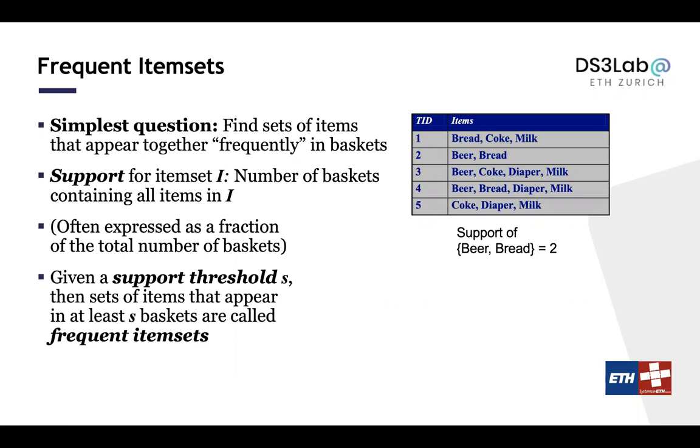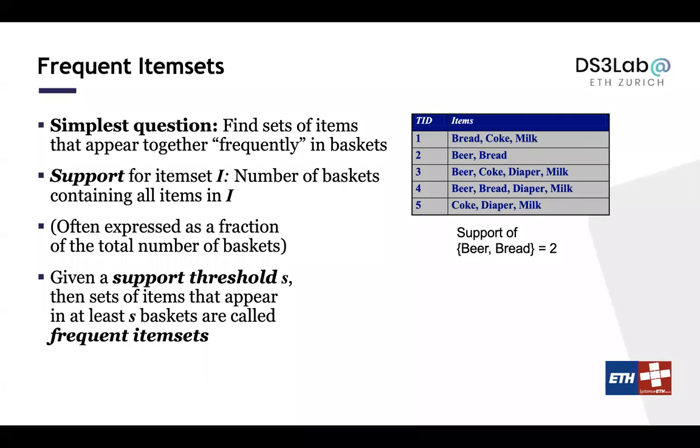And often people express it as a fraction of the total number of baskets. So here the support could be 2, or it could be 2 out of 5. You could normalize it to make it easier to understand. One problem people are often interested in is: given a support threshold S, can we find all the item sets for which at least S baskets contain that item set? Essentially, if the support of a certain item set is larger than S, we call it a frequent item set.